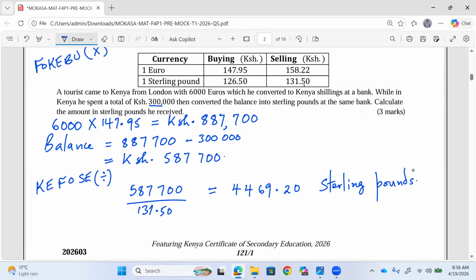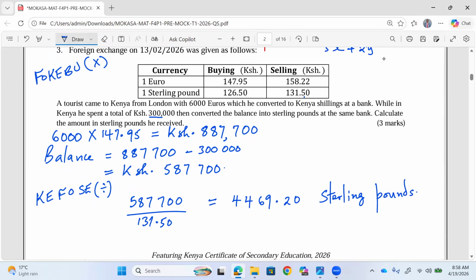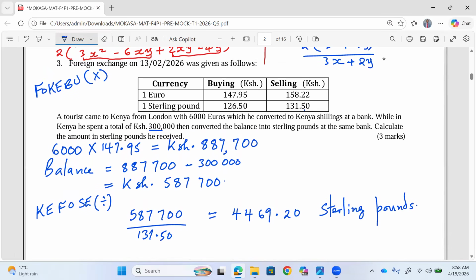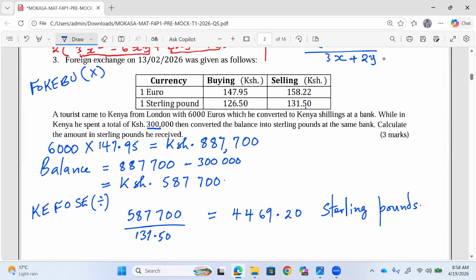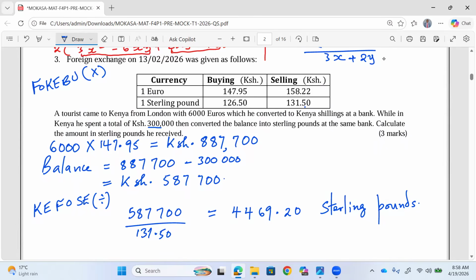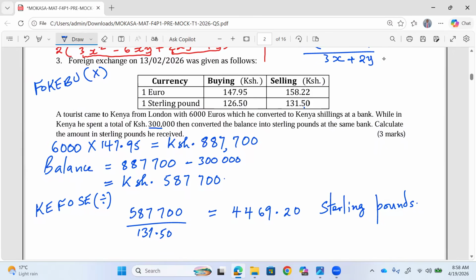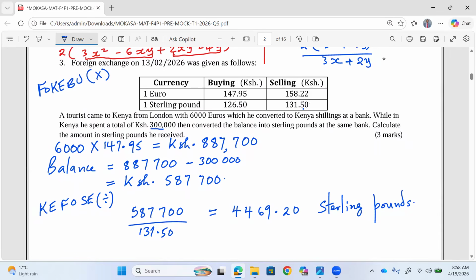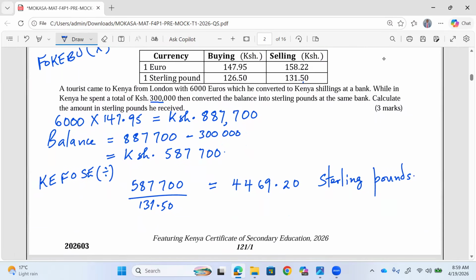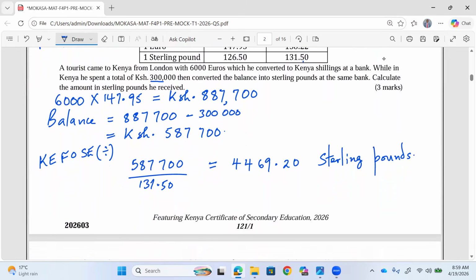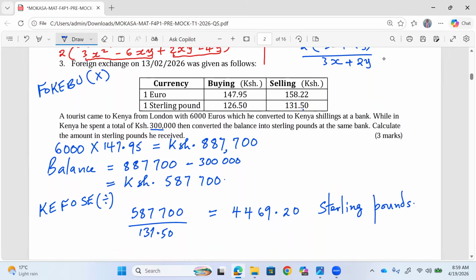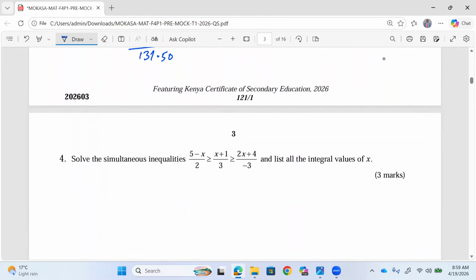Pounds. So that is how you're supposed to approach question number 3. A very good question. Remember, commercial arithmetic must always be in a serious paper, whether currency exchange rates, commissions, or profits and losses together with discounts. At least commercial arithmetic is supposed to feature in paper 2. So this is a very predictive exam. You're supposed to take advantage.